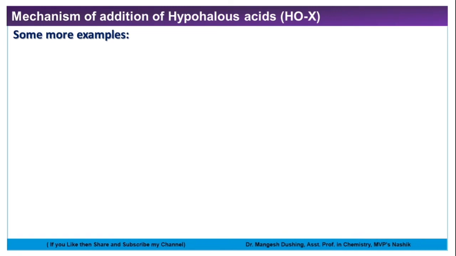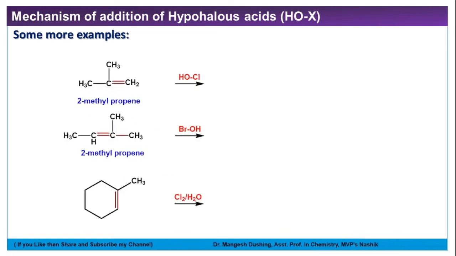We'll see some more examples. For example, these are the three examples. That is 2-methyl propene, and this is the 1-methyl cyclohexene. See here. Now HOCl, hypochlorous acid.